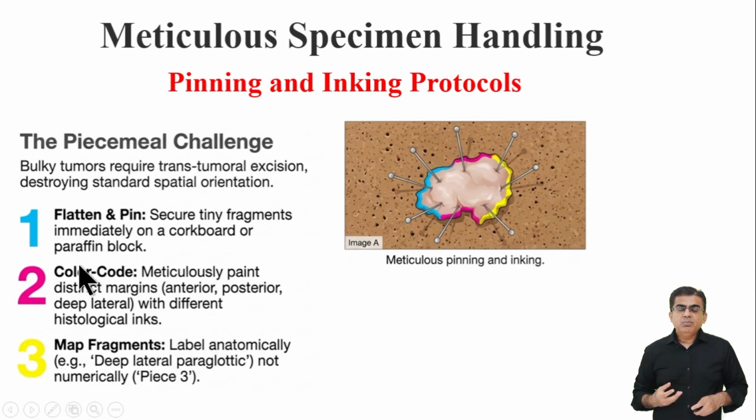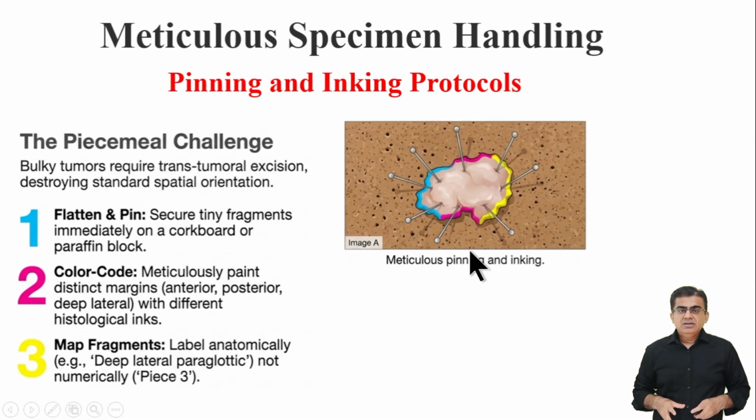First, look at step 1. The exact moment you remove a tiny tissue fragment, you must physically flatten it and pin it down. We typically secure these tiny pieces on a simple cork board or a paraffin block.